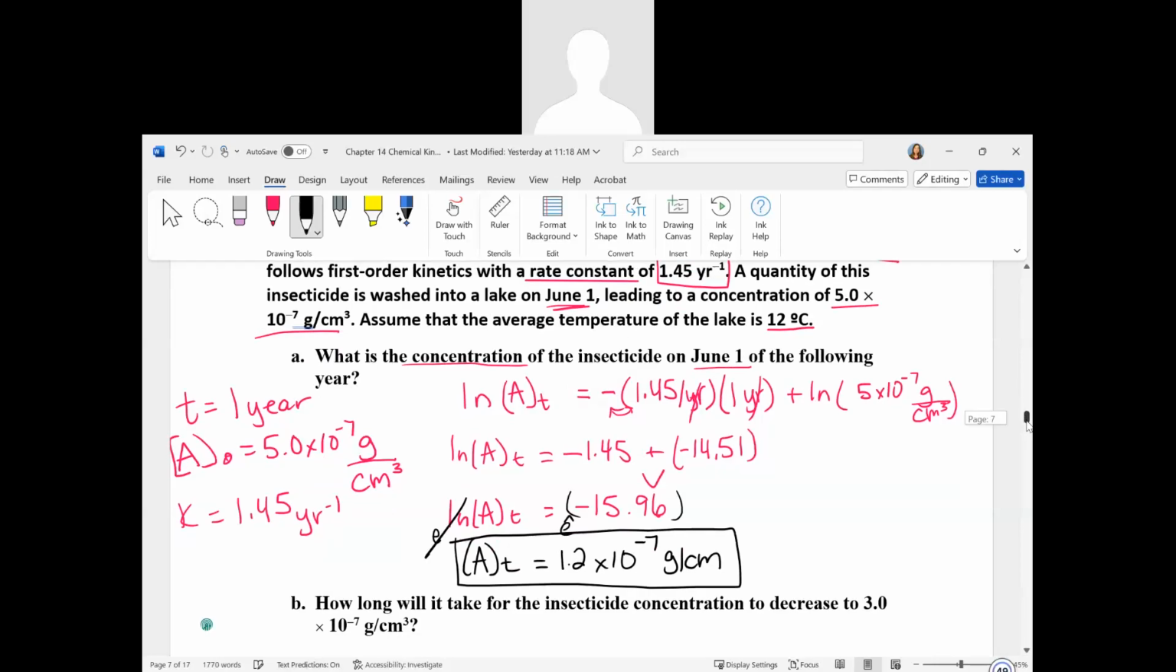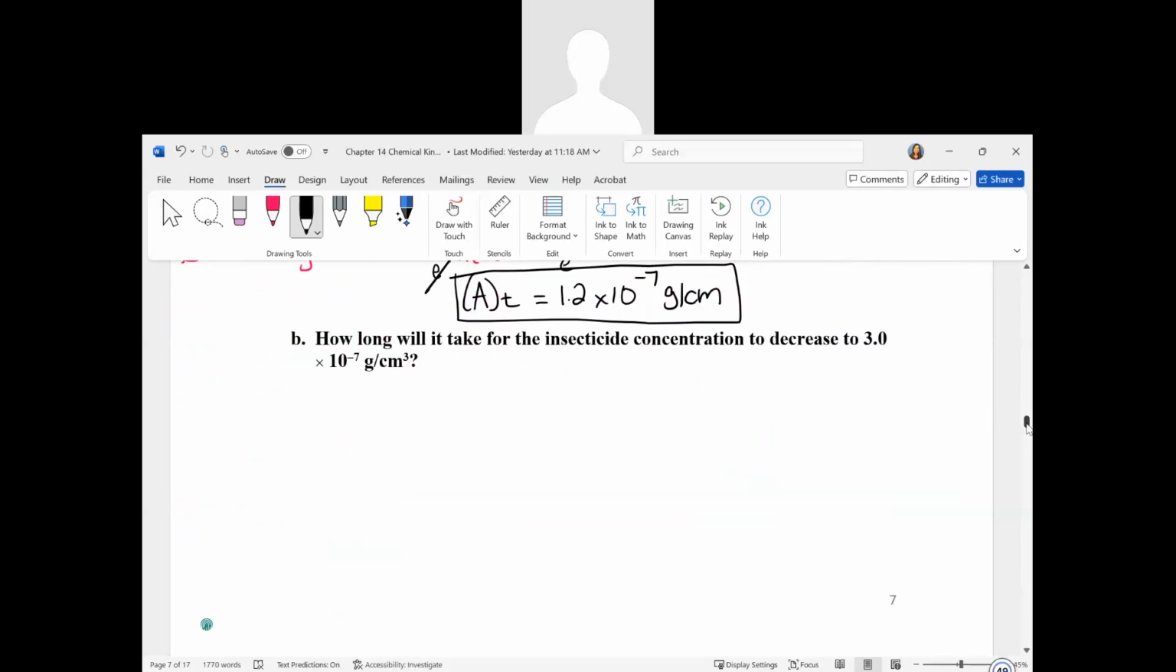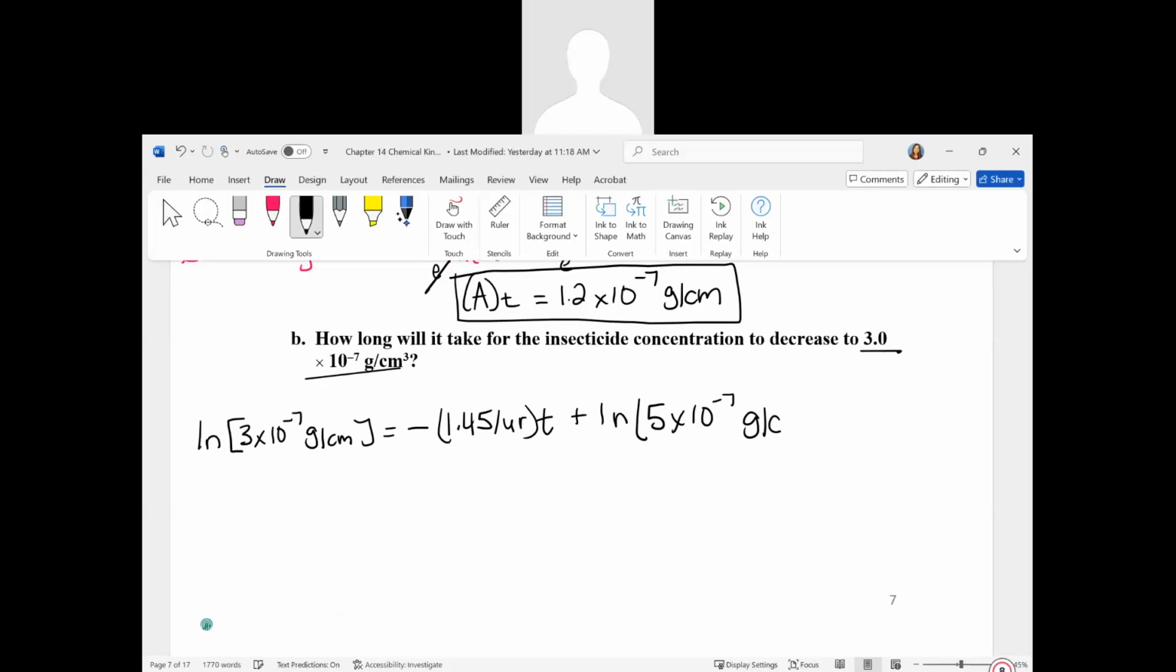In part B here, we're asked how long will it take for the insecticide to decrease to a specific concentration. So now we're going to use the same equation, but we're going to plug in the natural log of this final concentration over here. And then remember we have negative k, so 1.45 per year times our time, which we're going to solve for now. So we're going to have just time t here, and that's going to be plus the natural log of our initial concentration given in the question above. All right, so we know the natural log already of this was negative 14.51 from above. Now we just have to solve over here.